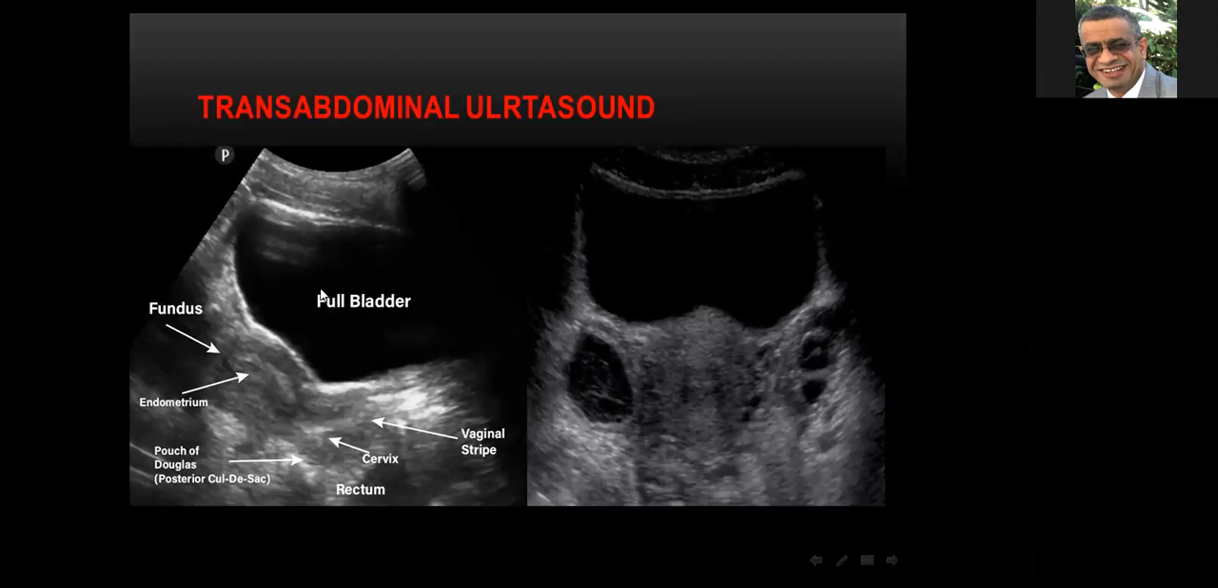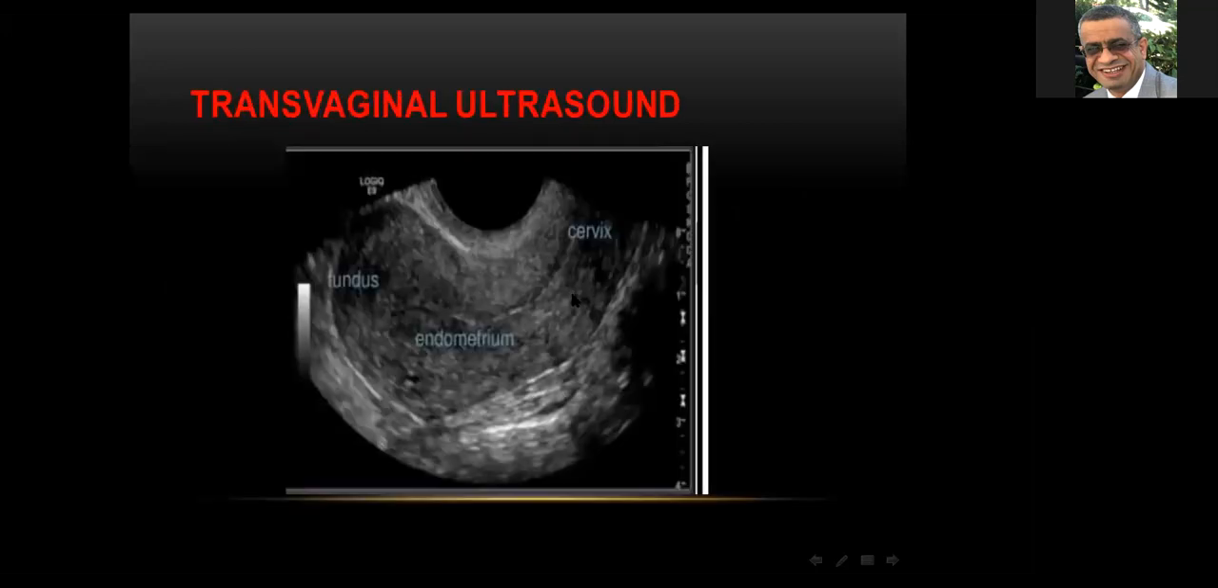The bladder must be filled to provide an acoustic window to see the pelvic organs. Here we can see the fundus, endometrium, cervix, and vaginal stripe. Also, by transverse scan, we can see both ovaries lying lateral to the uterus. By transvaginal ultrasound, the bladder must be empty. It provides the same zonal anatomy that we can see in transabdominal ultrasound, but with better resolution. Here we have the fundus, endometrium, and cervix.